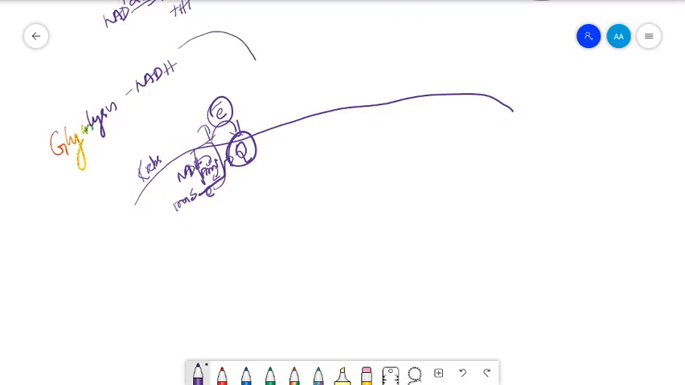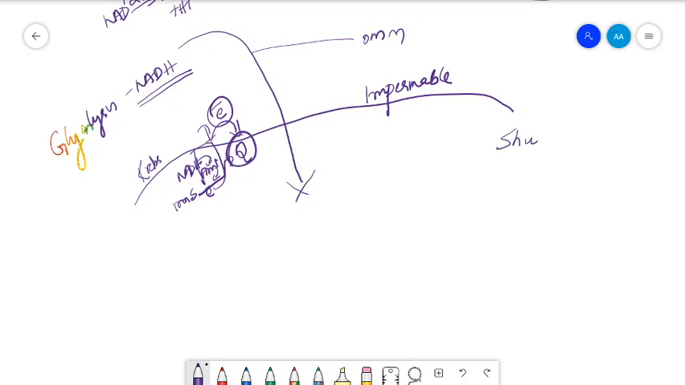And how does this NADH enter mitochondria? The outer mitochondrial membrane is very permeable, but the inner mitochondrial membrane is impermeable. So to transport NADH to the inner mitochondrial membrane, we require separate shuttle systems. And there are 2 shuttle systems. One is the malate aspartate shuttle, and the second is the glycerol 3-phosphate shuttle.